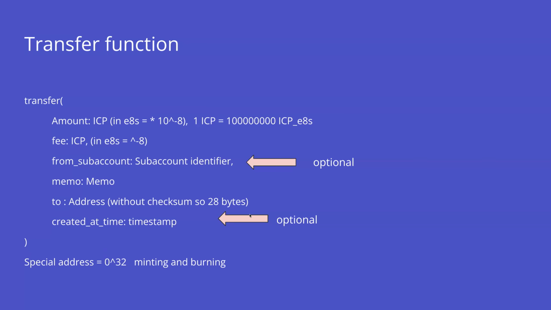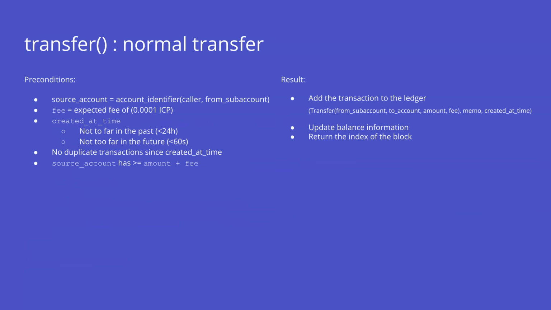So a special address, which was mentioned in the chat earlier, is just this 32 zeros. This is the address that is used for minting and burning ICP. If you mint, it comes from this address, and if you burn, it is sent to that address.